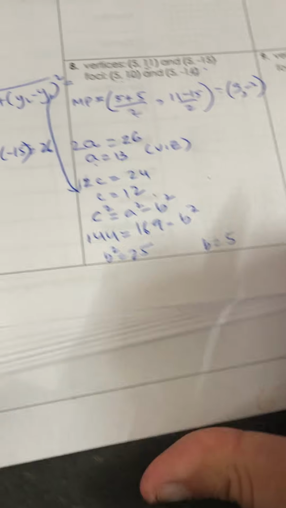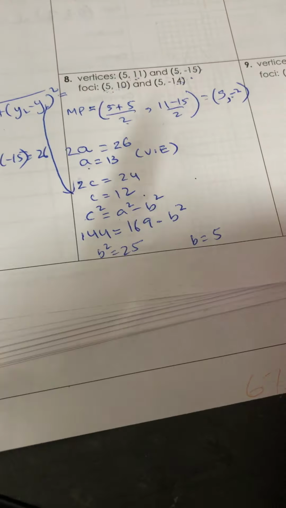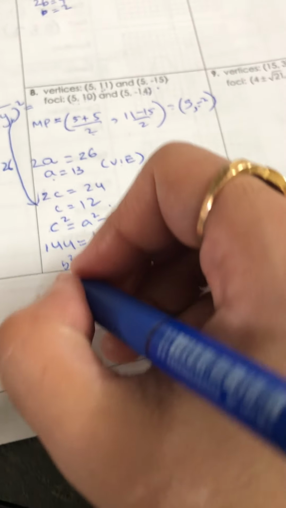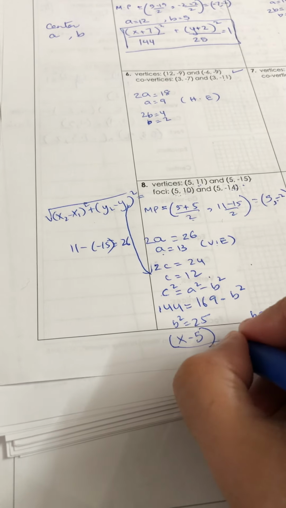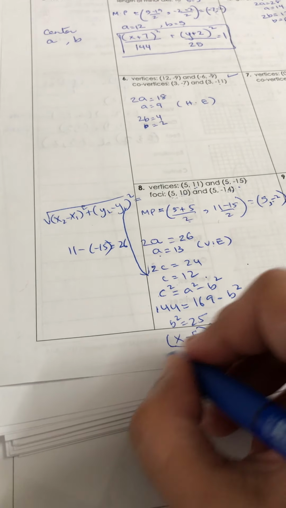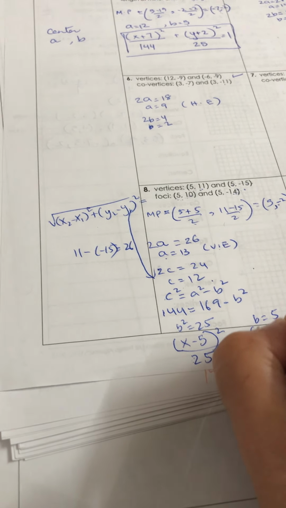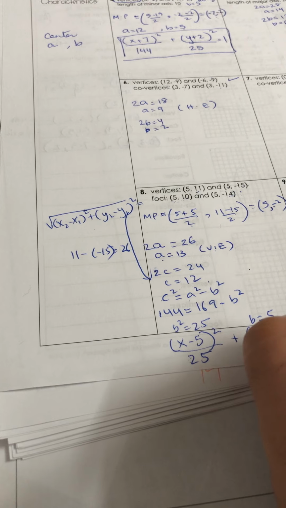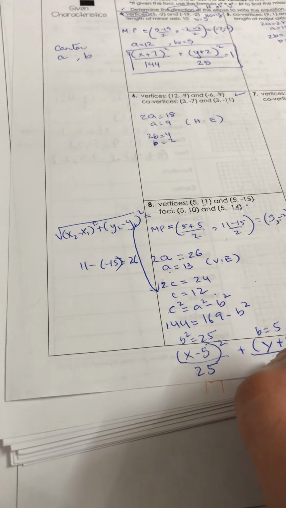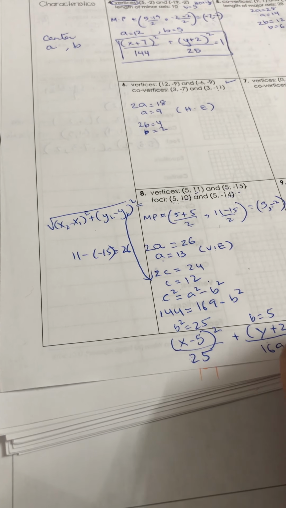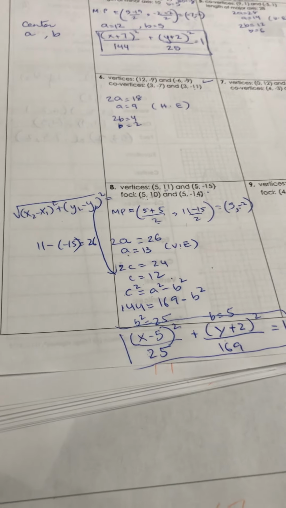Now my equation will be: the center is this, and it's a vertical ellipse. It's going to be x minus 5 whole squared over 25, because b goes under x, plus y minus -2, which makes it positive, over 169, because a goes under y and a is 13, so 13 squared is 169, equals 1. Don't forget to write equals 1 in the end. This is my final equation of the ellipse.